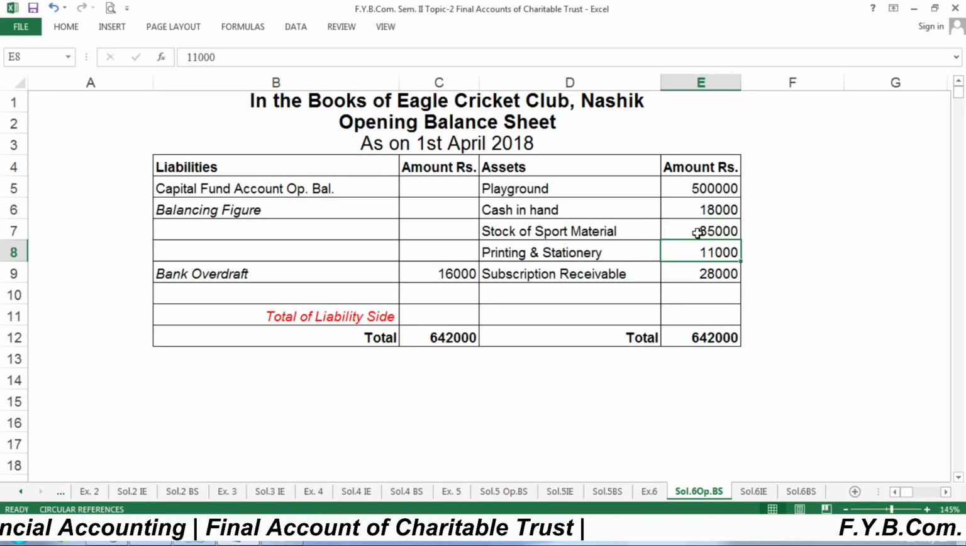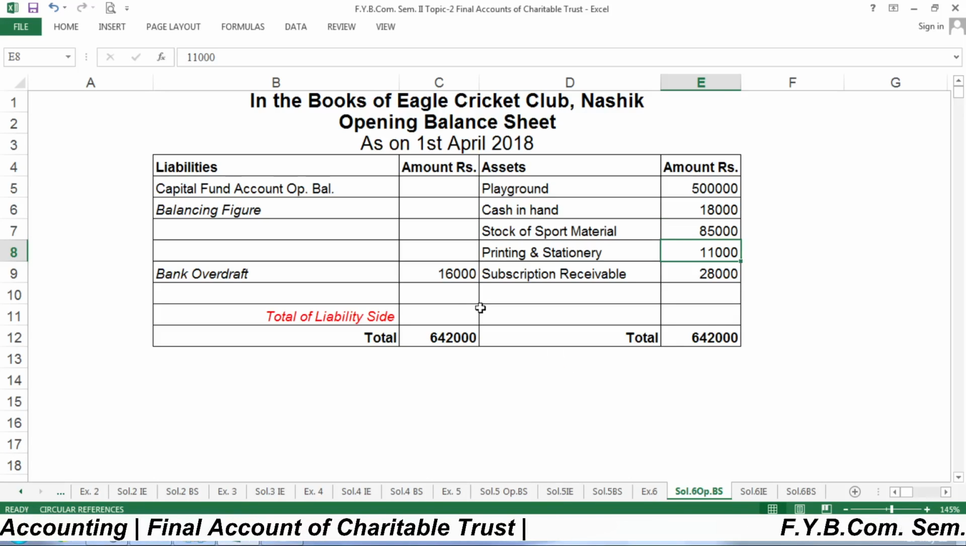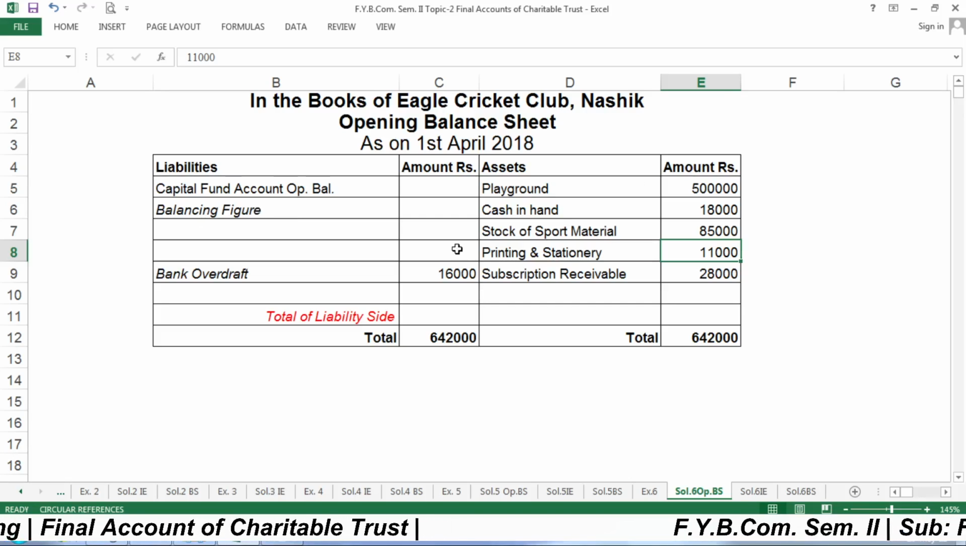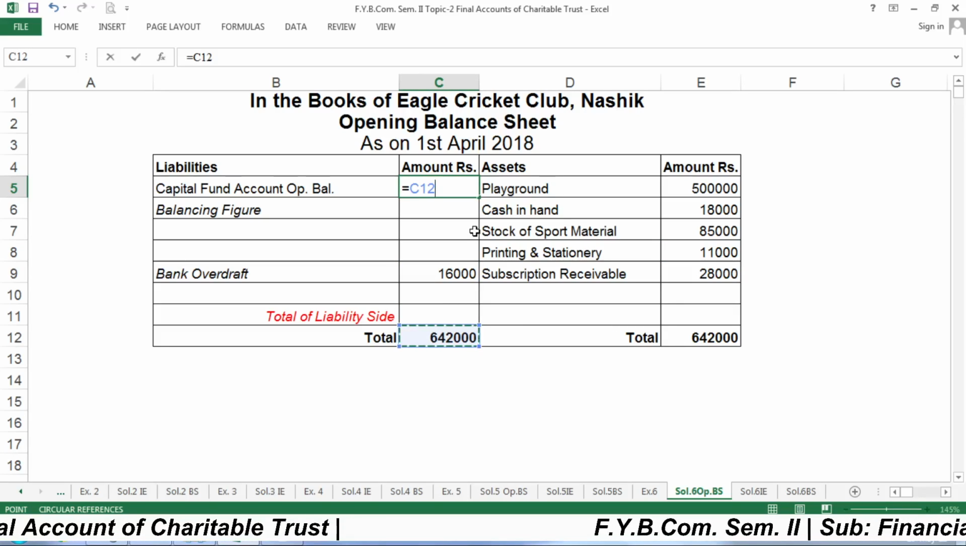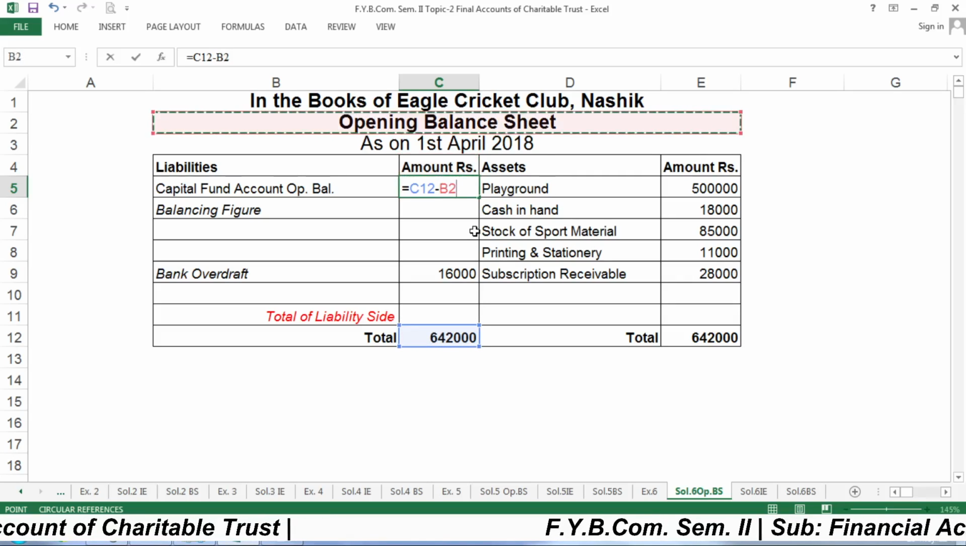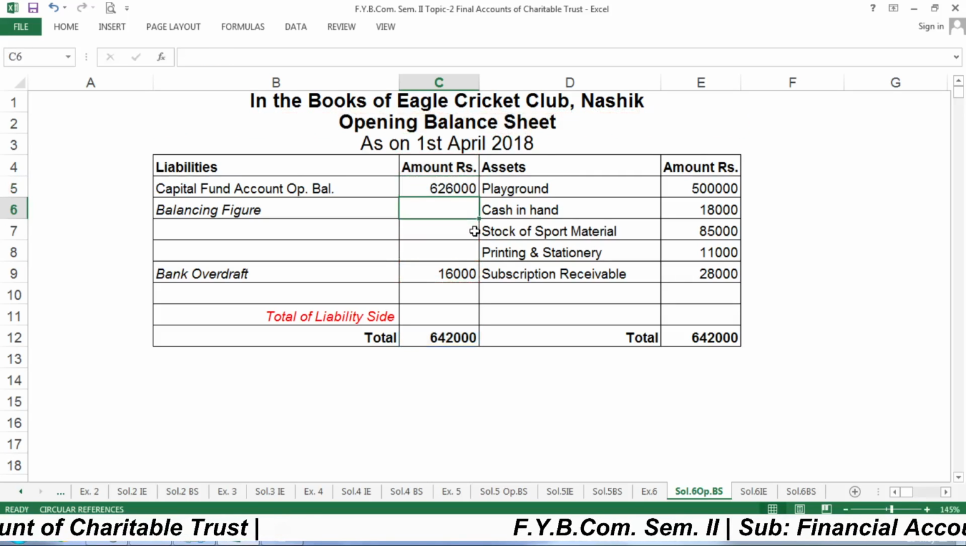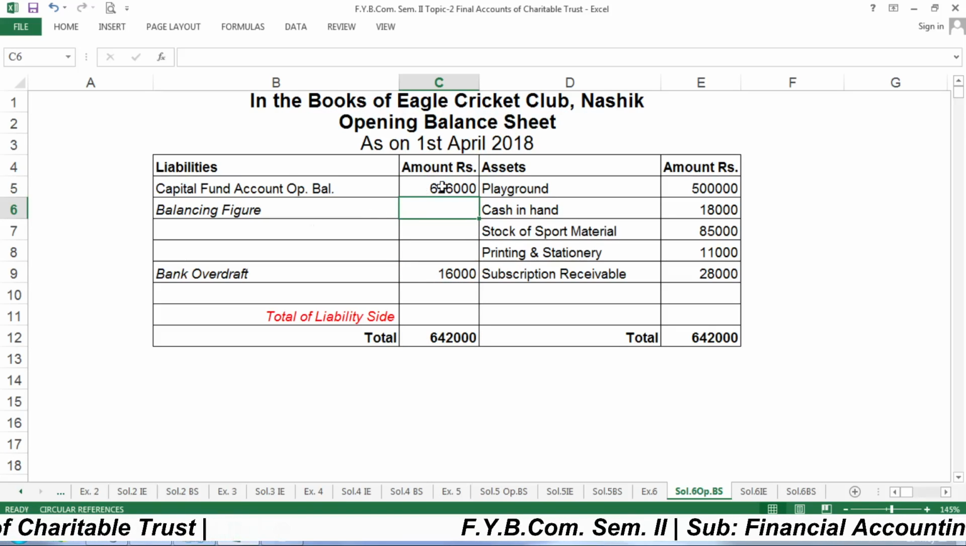Okay. Now after this, we have to calculate the capital fund account balance, that is the opening balance, which is a balancing figure, that is assets minus total liability will be the capital fund. So here we will calculate the capital fund. 6,42,000 is our assets minus 16,000 of bank overdraft. That means our capital fund is of rupees 6,26,000.